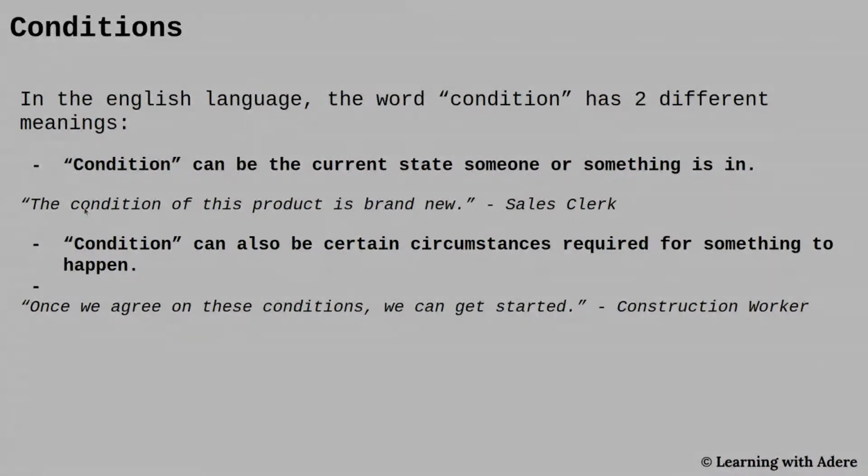Here's just a quote, maybe if you're still having trouble understanding it. So it could be, quote unquote, the condition of this product is brand new. You might have heard this from a sales clerk or somebody trying to sell you something. They're telling you the condition of a product, so the state the product is in. For the next use of the word condition, certain circumstances required for something to happen. Here's just another quote. So once we agree on these conditions, we can get started. So once we agree on these circumstances, once we agree that this will happen, then we can get started. And of course, that might be said by a construction worker or somebody you're doing a deal with, maybe.